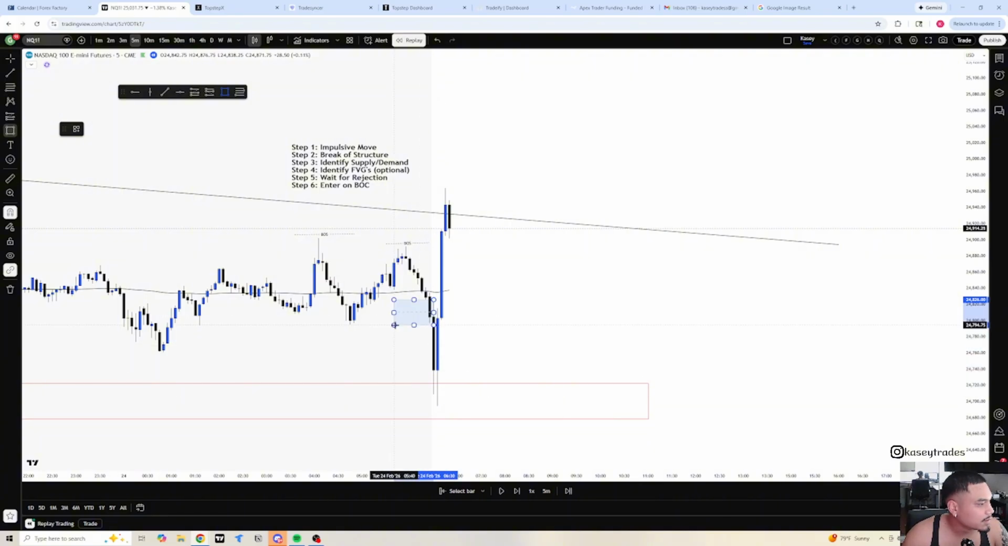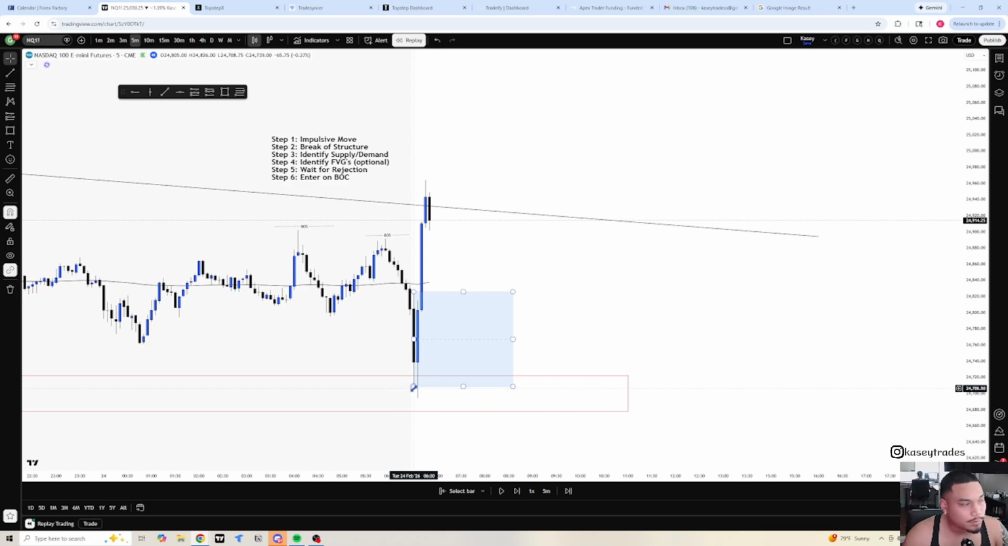I know in the last video I said to draw it down to, so the demand candle would be this last bearish candle before the push up. But when you draw the bottom, you want to put it at the swing low. Even though this is a blue candle, you still want to put the demand at the swing low right here.